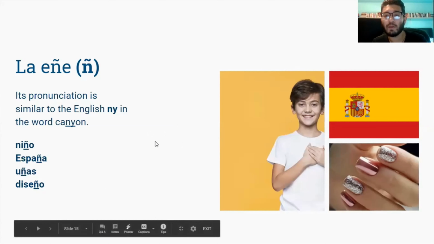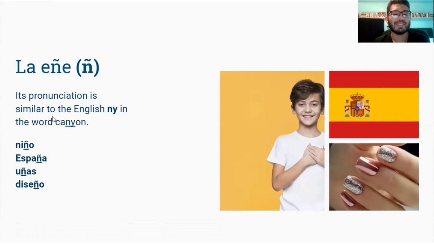Its pronunciation, however, is not new to English speakers. It's something very similar to what English speakers pronounce when they see the letters N and Y together, as in the word canyon. Canyon produces a similar sound as the letter ñ in Spanish. So we have niño, we have España, uñas, diseño, and I'm sure you can identify the letter with the image next to it, niño or boy.